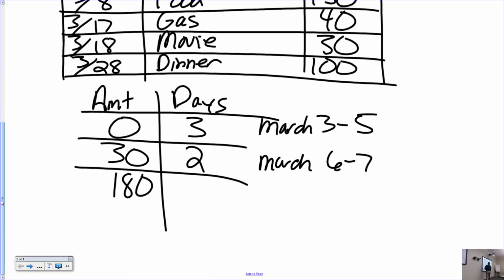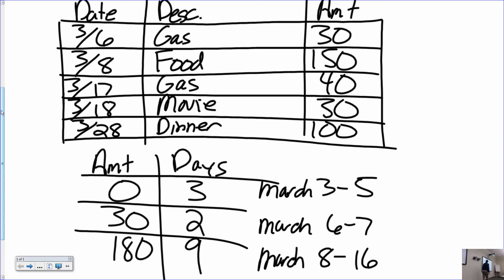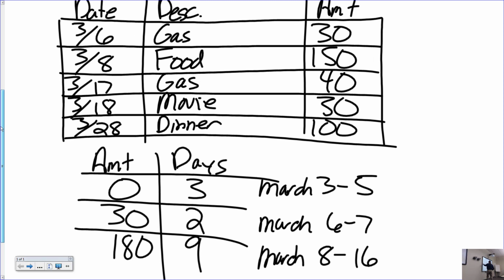All right, so we agree that it's 9 days from March 8th to the 16th, right? Now, what's my next number? 220. Good, because you now know. You've seen the pattern. You're adding while you go. Keep adding.